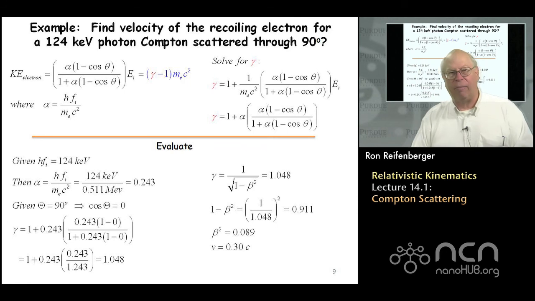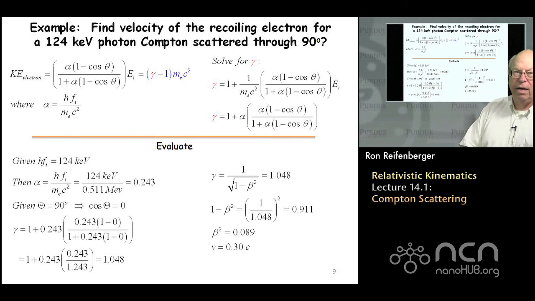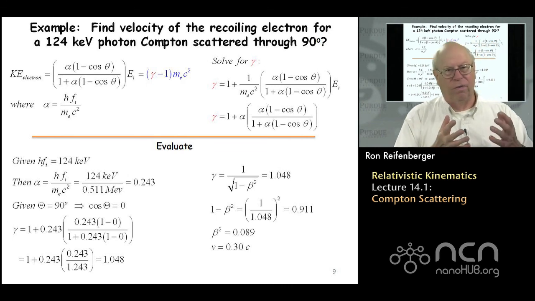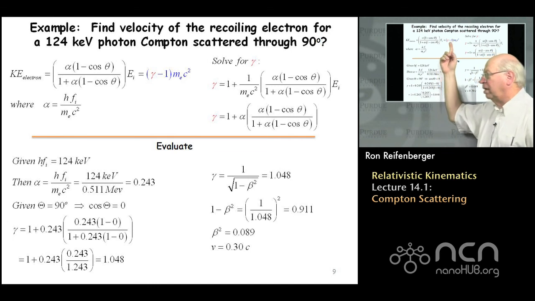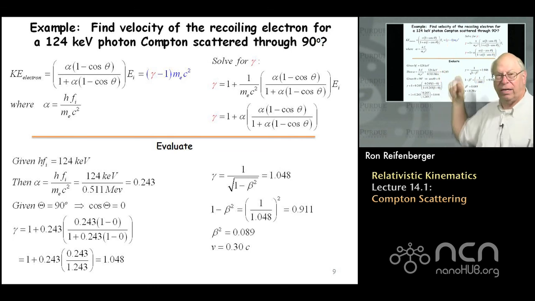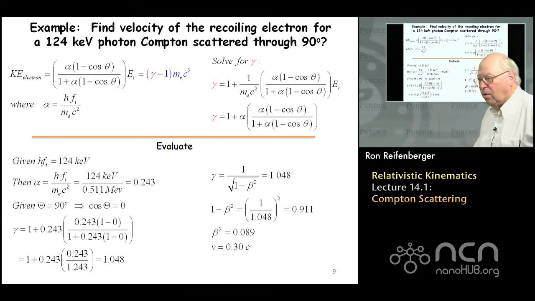The game I'm going to play is I want to calculate gamma, because gamma is going to then tell me what the ratio of the velocity of the electron after scattering is compared to the speed of light. Gamma contains this quantity v squared over c squared. So if I can calculate gamma, I can certainly calculate the velocity that the electron acquires. Again, it's just algebra. It's a pretty simple set of steps to go from this equation down to this equation. And then I just evaluate this equation to find out what gamma is.